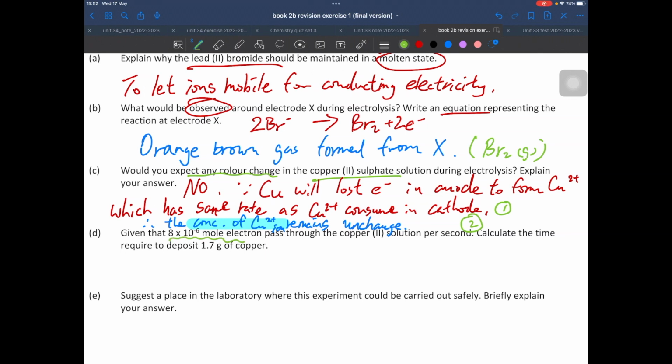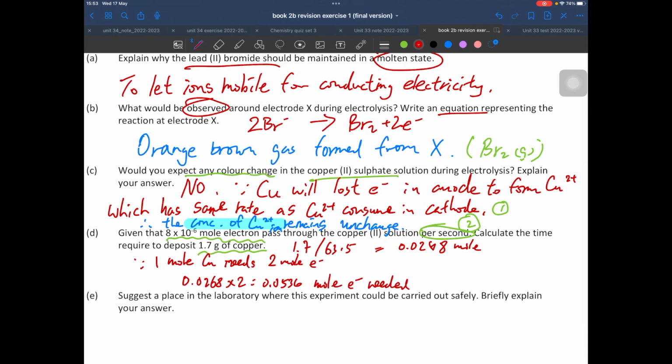Next one, you are given the amount of electrons and try to calculate the amount or the time needed to collect 1.7 gram of copper. First, we find the number of moles. 1.7 gram of copper equals this amount of moles. And because 1 mole of copper needs 2 moles of electrons, as a result, we need this amount of electrons. We need 6,000 something seconds.